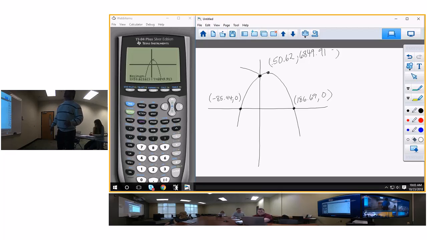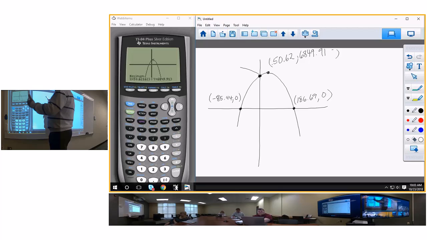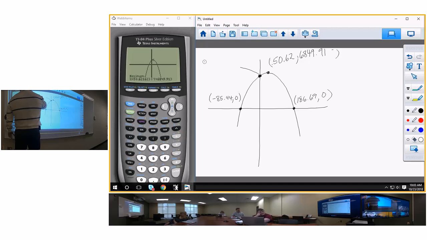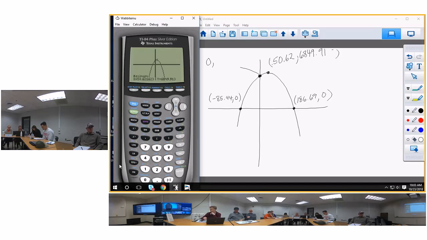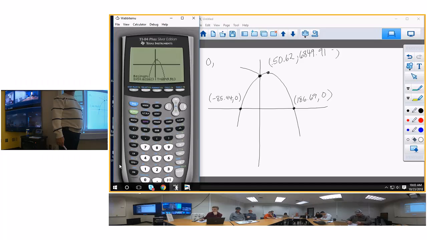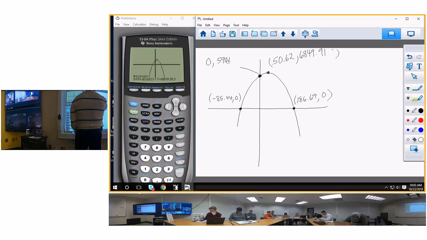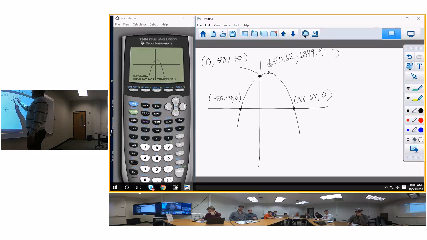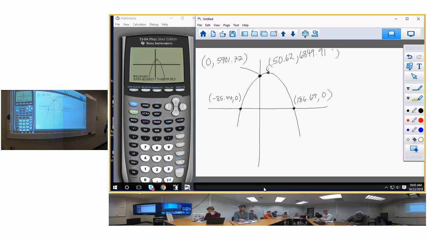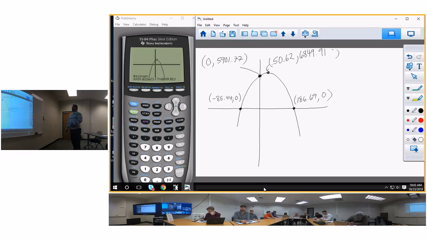50.62 and 6849.91. All right, my bad. All right, now, somebody tell me what the y-intercept was. Did y'all not write the equation down on your paper? 5901 point what? 77. Okay, so there's your 4 points. Now, everybody write that down in the notebook because I have no idea what the question is asking yet. We're going to go back to it, but I really don't see what else they could ask for.